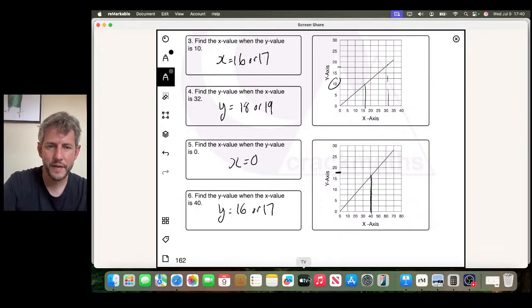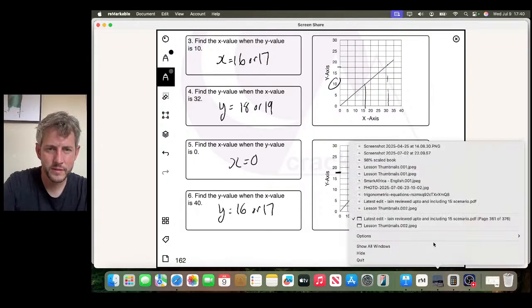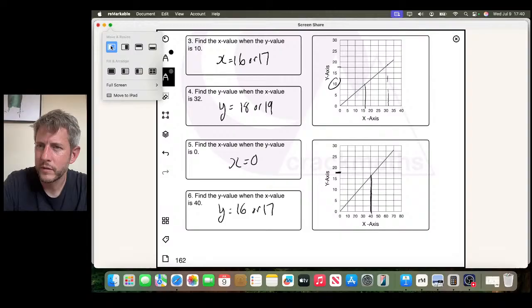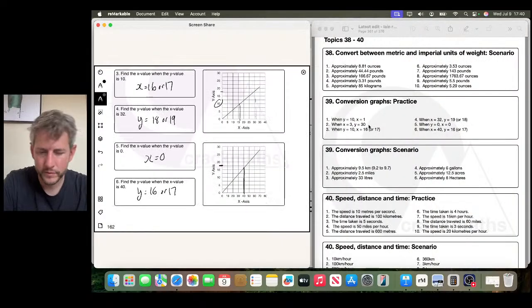So let's have a look at the answer scheme for this. Oh, it was such a long time ago when I did these. So hopefully, I can't remember. One sec. Let's see what we've got.